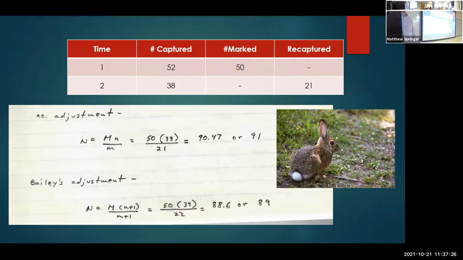Do you think that's meaningful? Is 88.6 rabbits different than 90.47 rabbits if you're managing the population?